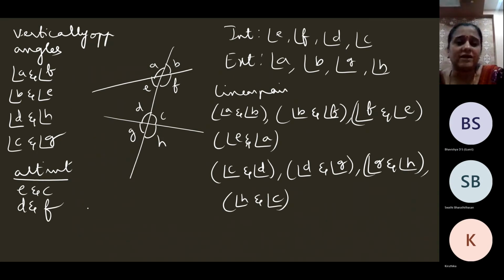Alternate interior angles. Alternate means they should lie on either sides of the transversal. One on the left side, one on the right side. And both of them should be interior angles. So E and C, D and F, or F and D, whatever. Alternate exterior angles.